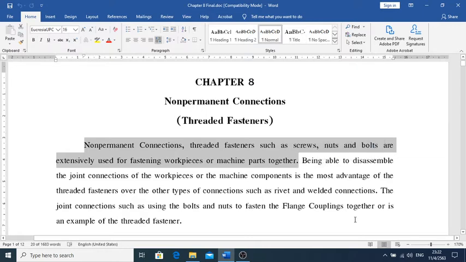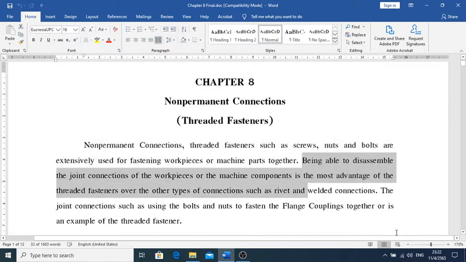Screws, nuts and bolts are extensively used for fastening workpieces or machine parts together. At what frequency? When we take machine parts apart from each other frequently. Being able to disassemble the joint connections of the workpiece or the machine is the most important advantage of the threaded fastener over other types of connectors such as rivet or welding connections.